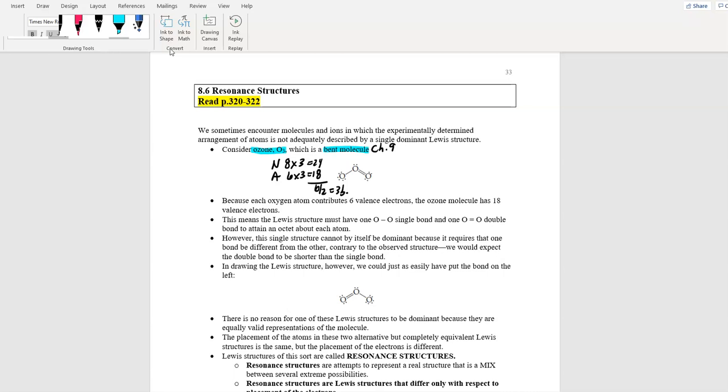So this means that the Lewis structure must have a single and a double. However, this single structure cannot itself be dominant because it requires that one bond be different from the other. Contrary to the observed structure, we would expect the double bond to be shorter than the single bond. And that's very important, as we just looked at how many electrons they share. So in drawing the Lewis structure, we could just as easily put the double bond on the left side. So right here it looks kind of like the same image, maybe even like a mirror image.